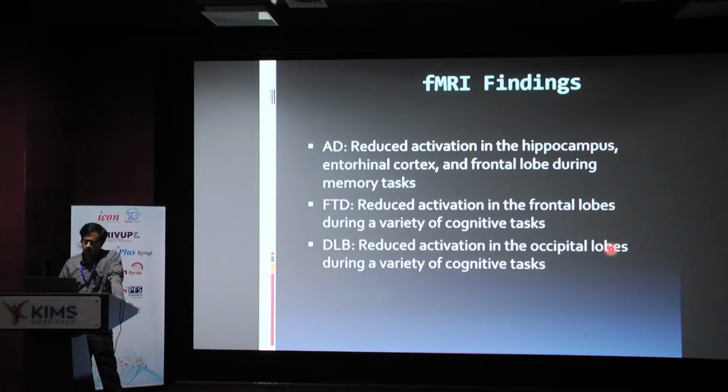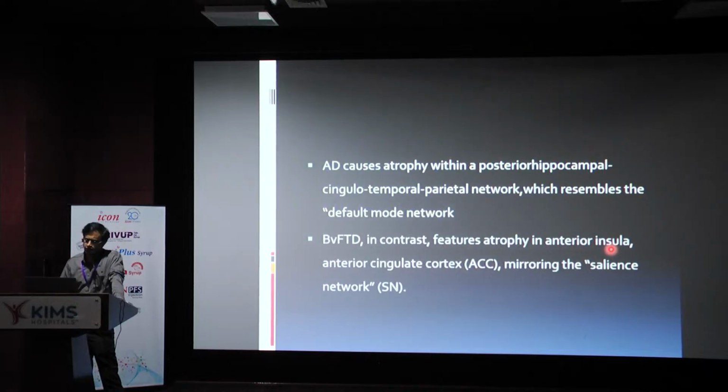fMRI is done in two ways: one is task-based and one is resting state fMRI. For resting state fMRI, we currently have a post-processing tool. It will tell us that the cortical structures are not independent, they come as part of one network. By default, we can assess the big five networks: the default mode network, salience network, executive network, and attention networks, dorsal and ventral attention.